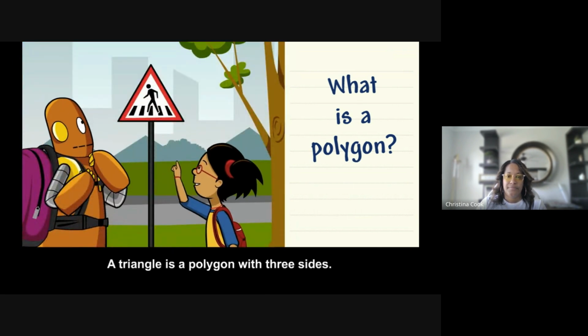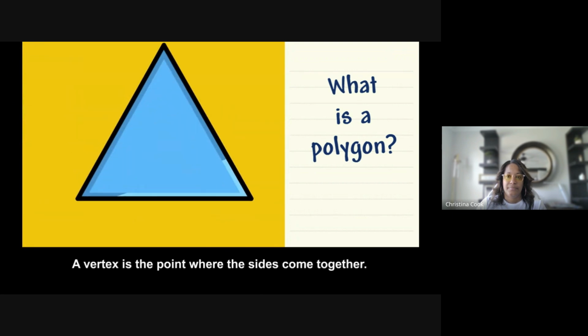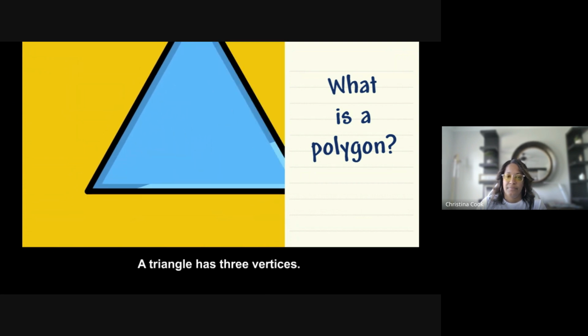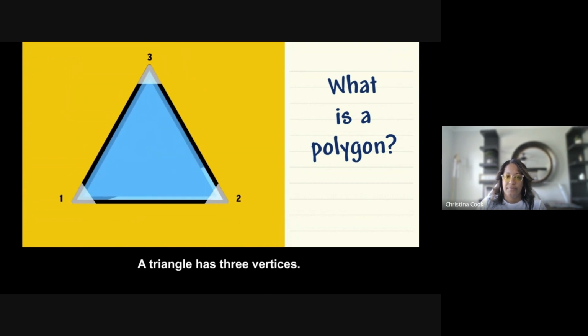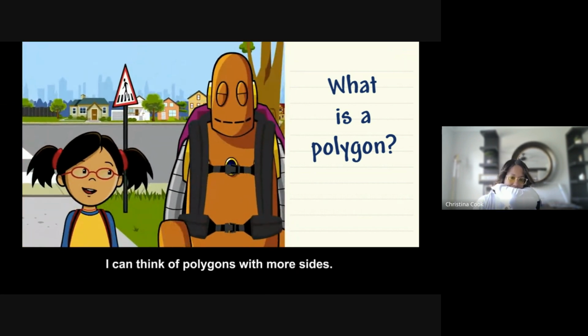A triangle is a polygon with 3 sides. A vertex is the point where the sides come together. A triangle has 3 vertices. I can think of polygons with more sides.